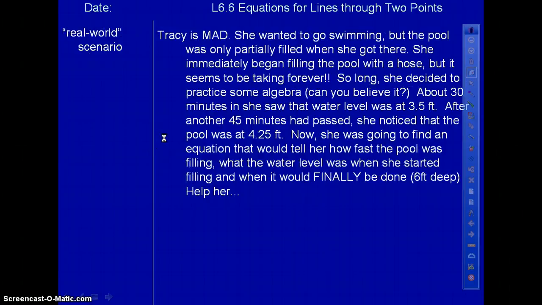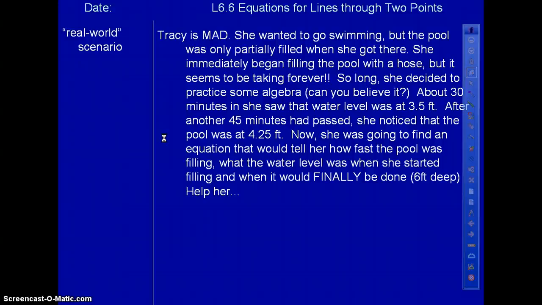A real-world scenario: Tracy is very upset. She wanted to go swimming. The pool was only partially filled when she got there. She immediately began filling the pool with a hose, but it seemed to be taking forever. So she decided that she was going to practice some algebra. Hard to believe, I know.